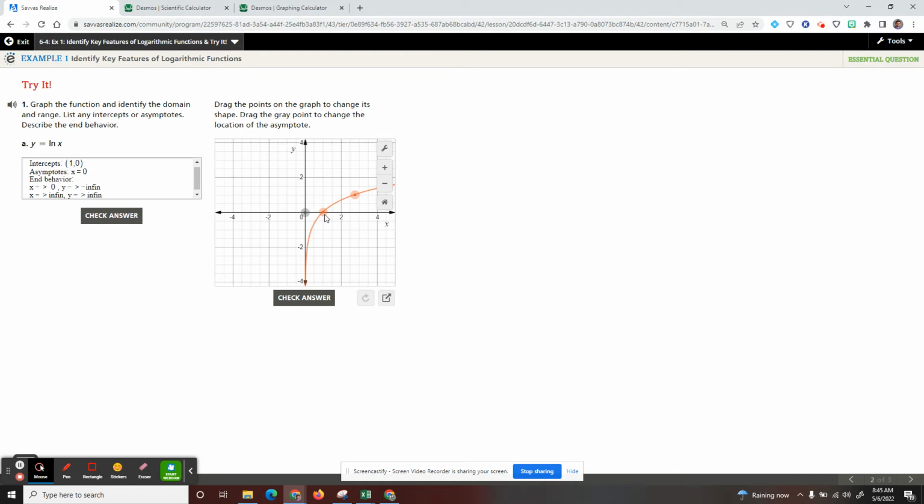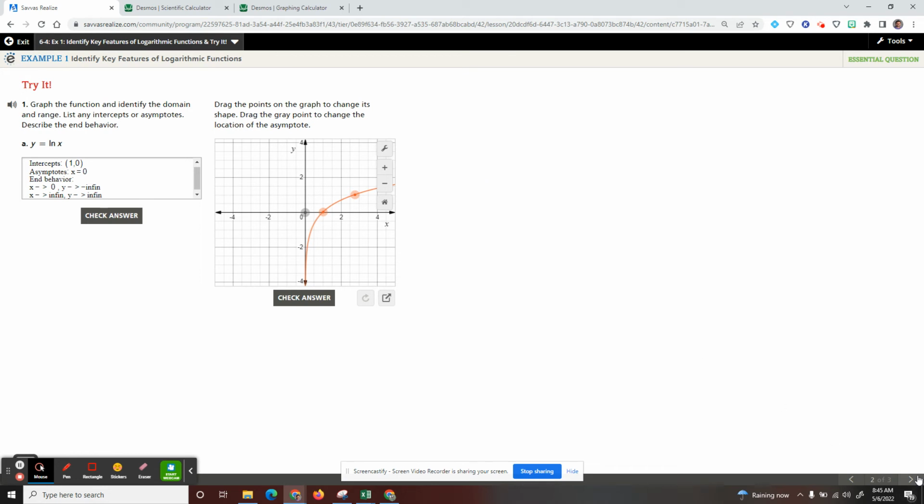Intercepts, there's an x-intercept at 1. Asymptote, it's a vertical asymptote at x equals 0, and then the end behavior is the same as the one we looked at in the previous example. As x approaches 0, y goes down forever, so negative infinity. As x approaches infinity to the right, y also approaches infinity. It's going to go up forever.